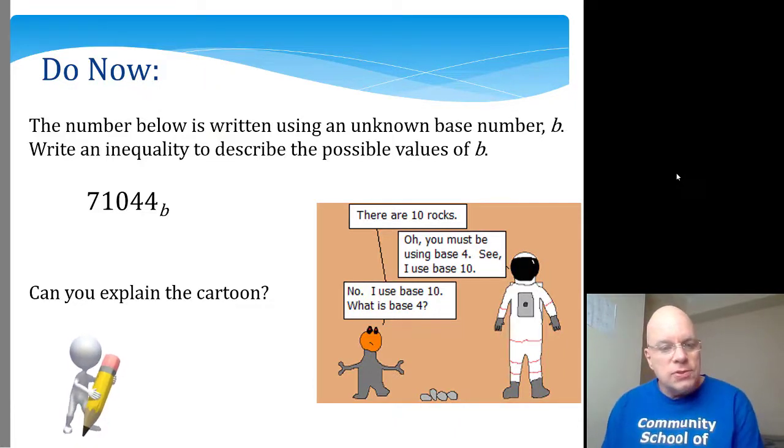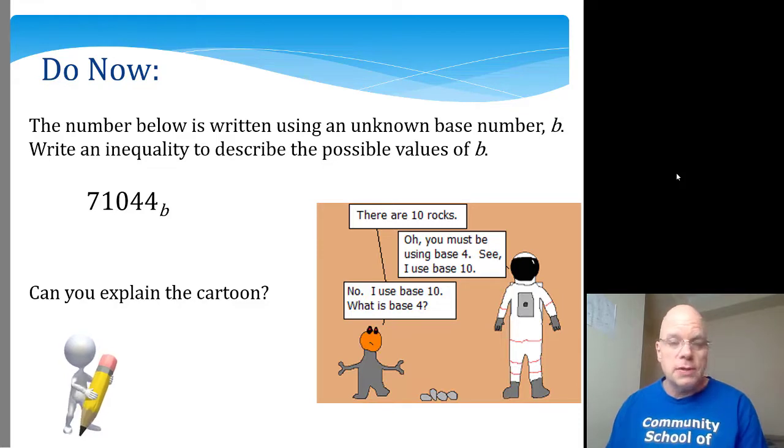There are a couple of interesting ideas in this do now, including in that cartoon. So if you haven't yet read this and tried it on your own, please do that first. You'll benefit from it more. So pause and think about this, and then after you've done so, please then hit play.